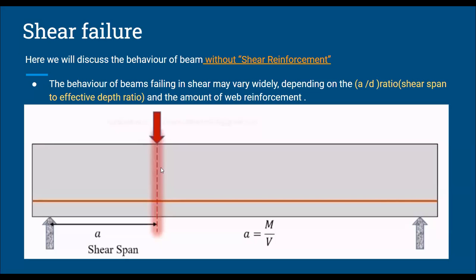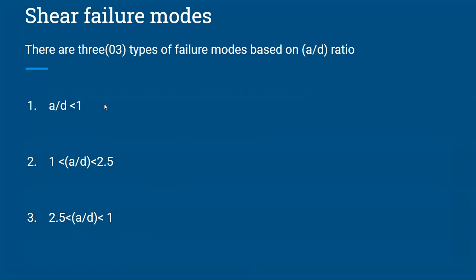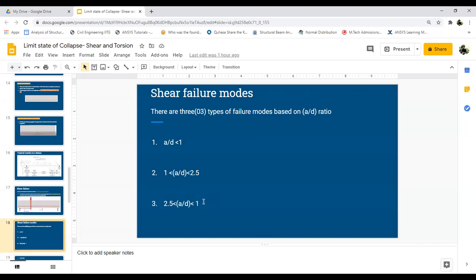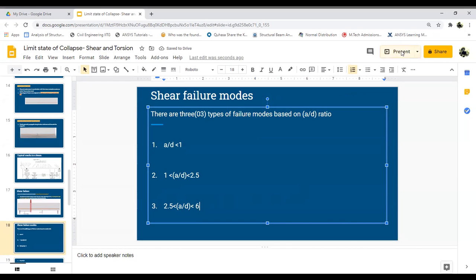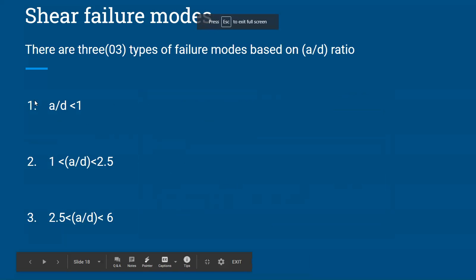Now in this situation, let's see how shear failure depends on it. It depends on the a by d ratio. So there are three kinds of failure modes based on the a by d ratio. If a by d is less than 1, that is one type of failure. Second, a by d is between 1 and 2.5. I made a mistake out here, please correct it on your PDF. Third one is between 2.5 and 6. We'll see one by one what happens in each of these cases.